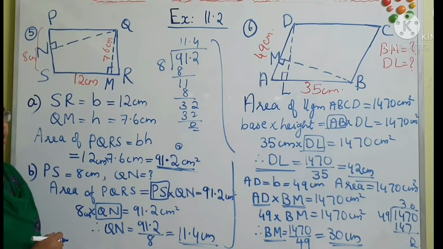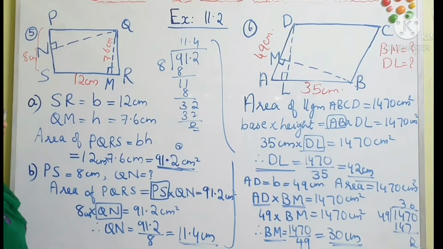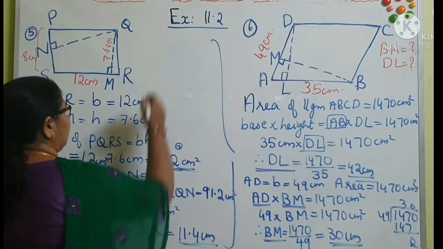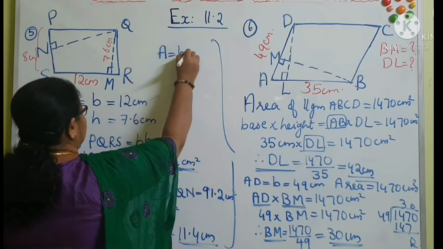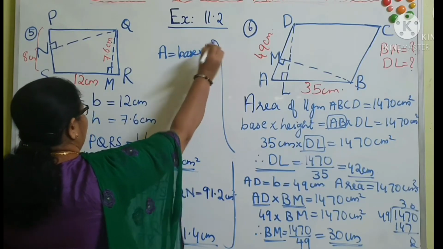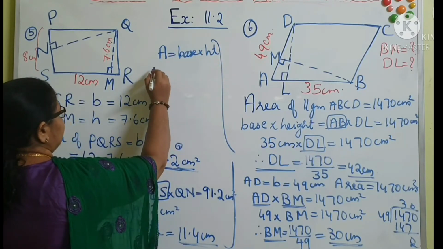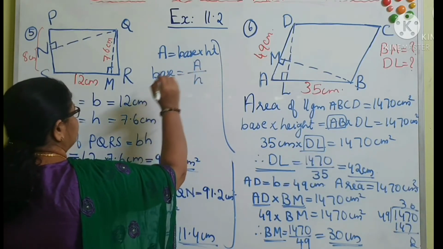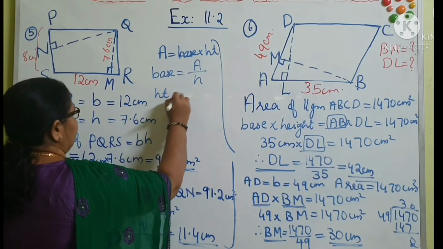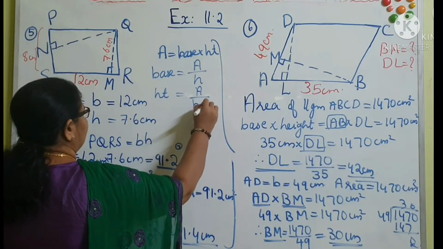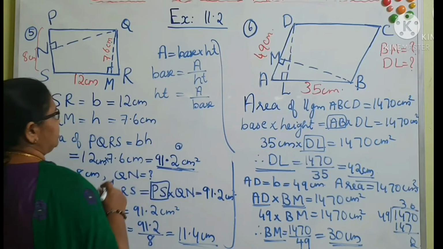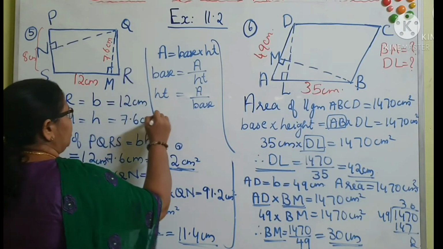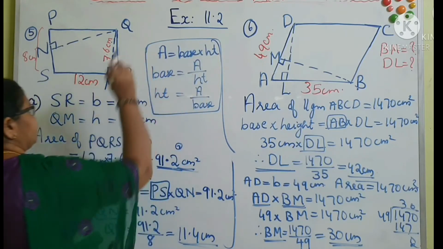Then area is equal to base into height. Area of a parallelogram is equal to base into height. Then base is equal to area by height and height is equal to area by base.